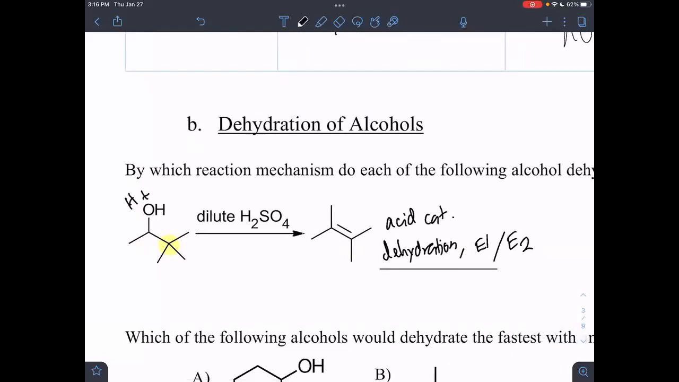Is H2SO4 the only thing that'll do the dehydration, or is it anything that dissociates into H plus? I'm not sure. I know H2SO4 is the most common, but I guess technically you could do it with anything. I've never seen it with anything different though.